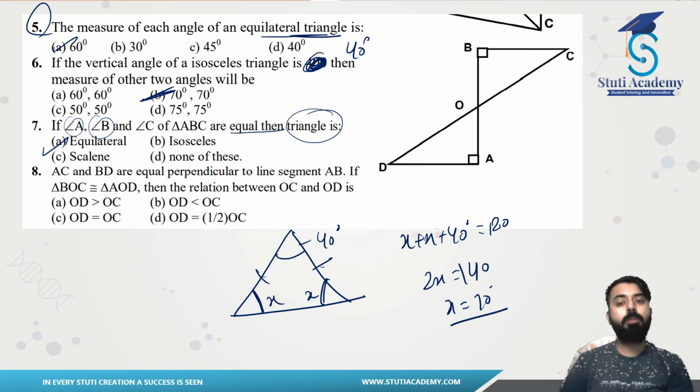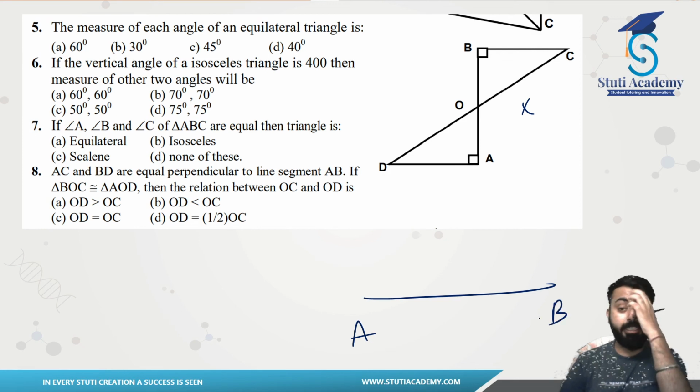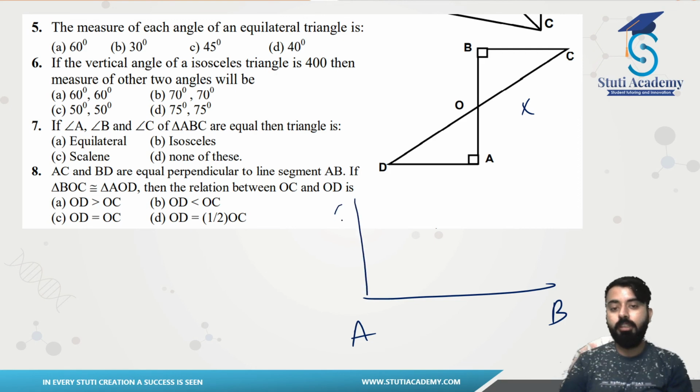AC and BD are equal perpendiculars. See, AC and BD are equal perpendiculars to line segment AB. So let's just draw this figure. This is not the figure here. See, we have AC and BD equal perpendiculars to line segment AB. Let's say this is the line segment AB. AC and BD are equal perpendiculars. So let's say this is AC, this is BD. They are equal perpendiculars. This is 90 and this is 90.